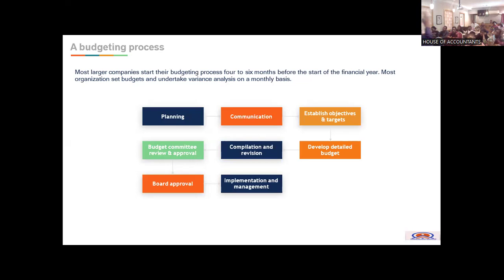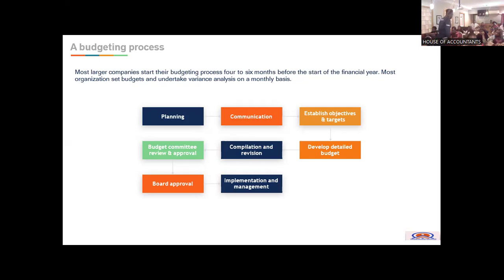Once the accountant completes the master budget, you have to communicate to the board if you are in a big organization, or you communicate to the CEO. The CEO will ask you, okay, approve, let's go with this. Or the CEO can say, no, there are some things I'm seeing here.